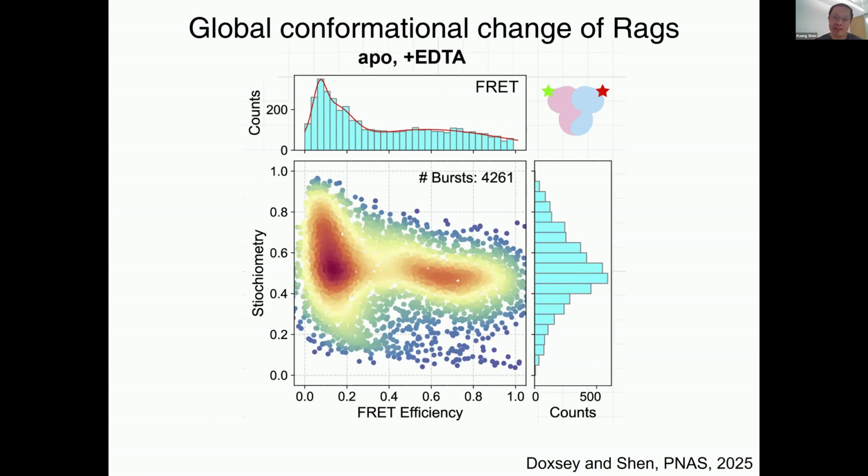The first experiment we did is we use EDTA to strip away all the bound nucleotide and only have the Rag GTPase in the apo state. In this case, none of the RagA or RagC has any nucleotide bound, so they cannot talk to each other. What you can see here in the FRET histogram is a dominant low FRET population. That means the RagA and RagC nucleotide binding domains are far away from each other. They are not talking to each other at all.